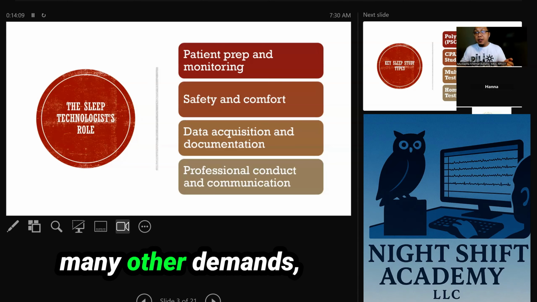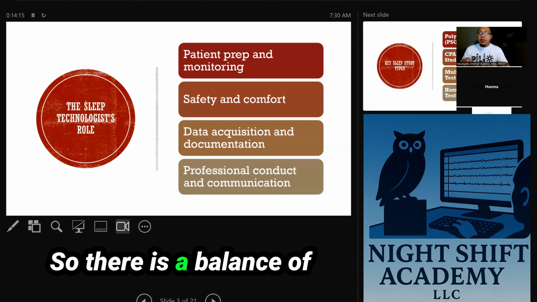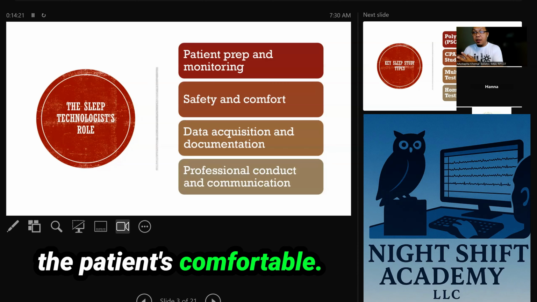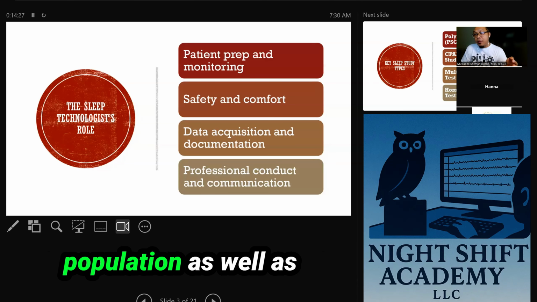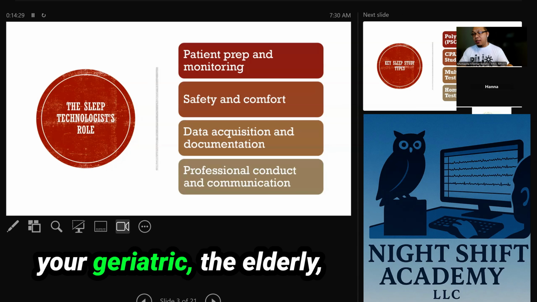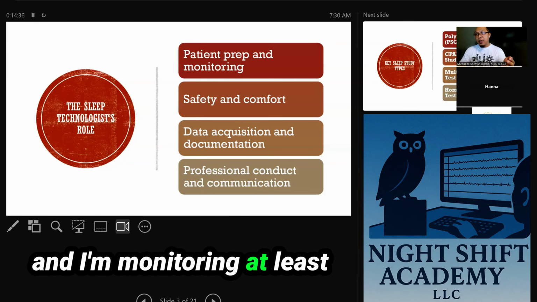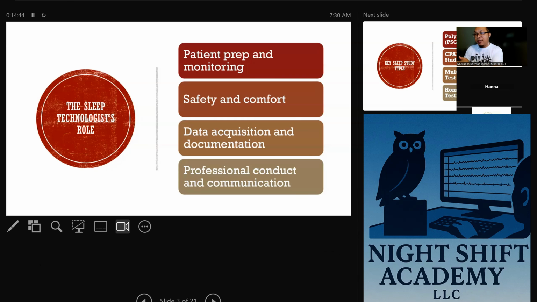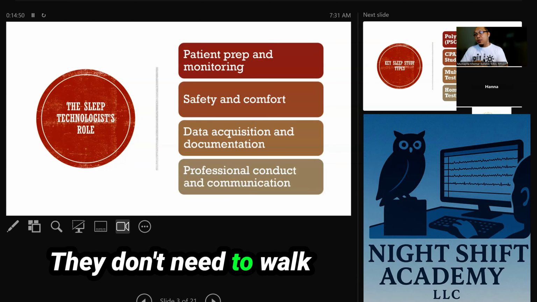So maybe they have many other demands. Otherwise, they will not be comfortable with you, and maybe they'll walk out. So there is a balance of how you approach safety and make sure that the patient is comfortable. This is also very important when it comes to your infants or pediatric population, as well as your geriatric, the elderly. If I have an older patient and I'm monitoring at least 2 patients that night, I will usually choose the bedroom closest to the bathroom so that when they need to use the comfort room, it's a lot closer to them. They don't need to walk too far.